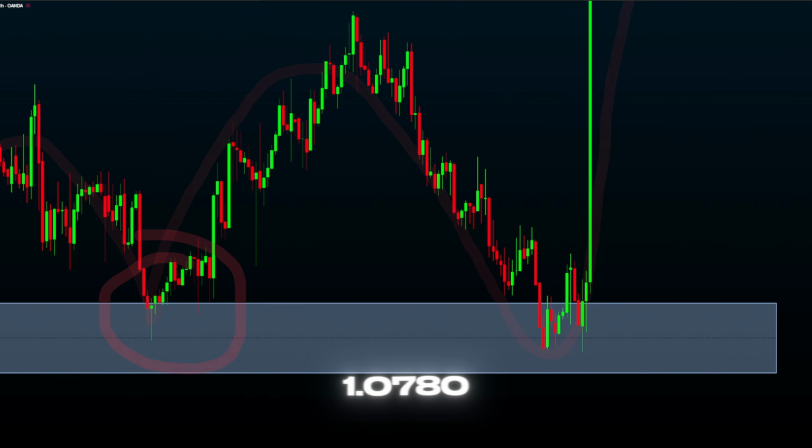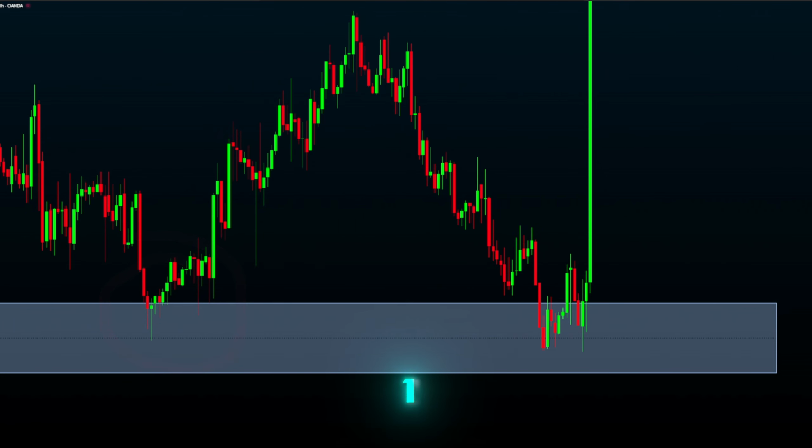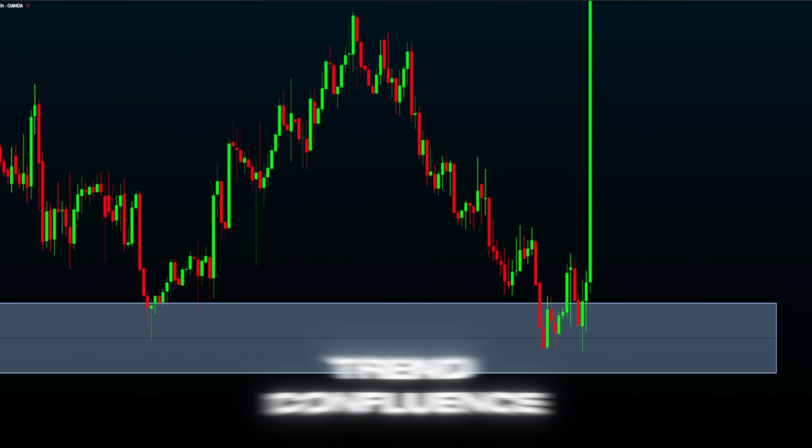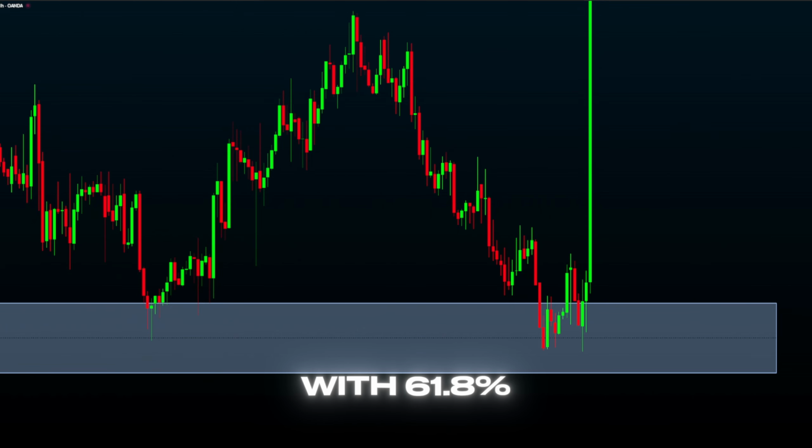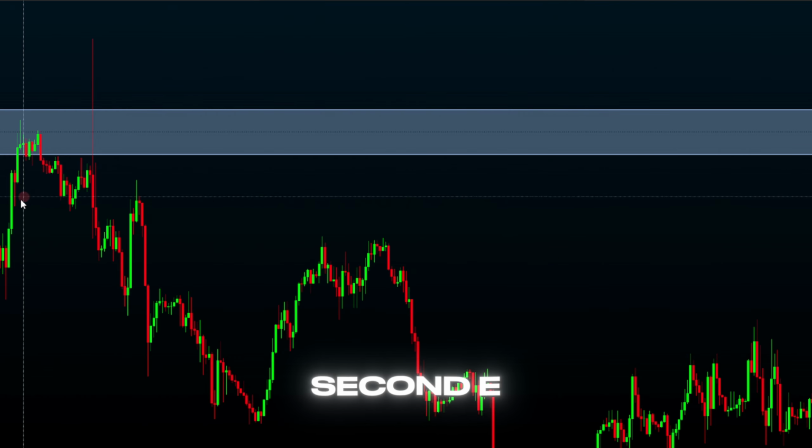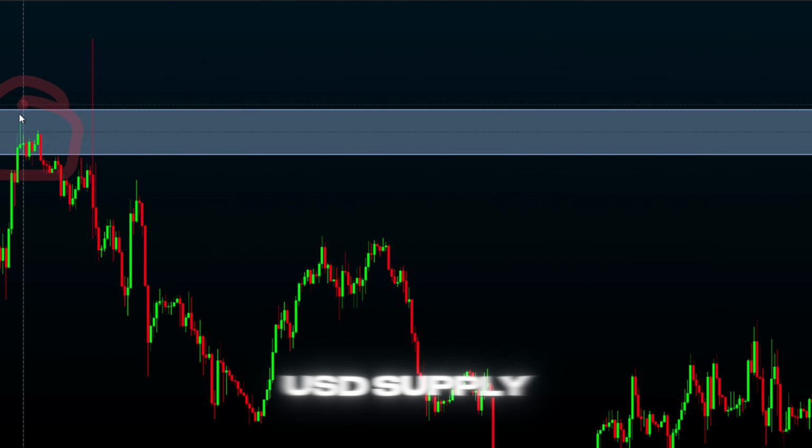Stopped below 1.0780, 25 pips risk. Targeted 1.0880, 80 pips. 1:3. Hit on Fed news. Logic: fresh zone in uptrend. Confluence with 61.8% fib.